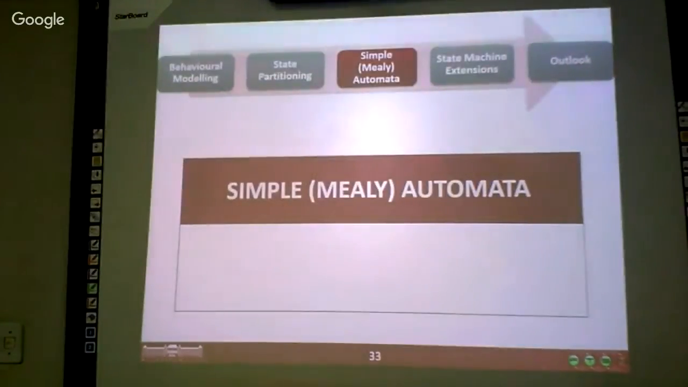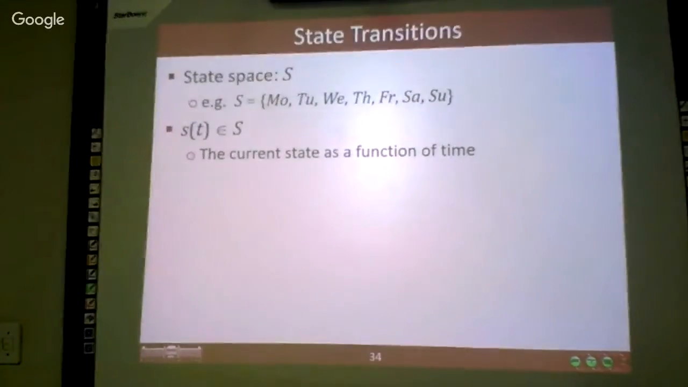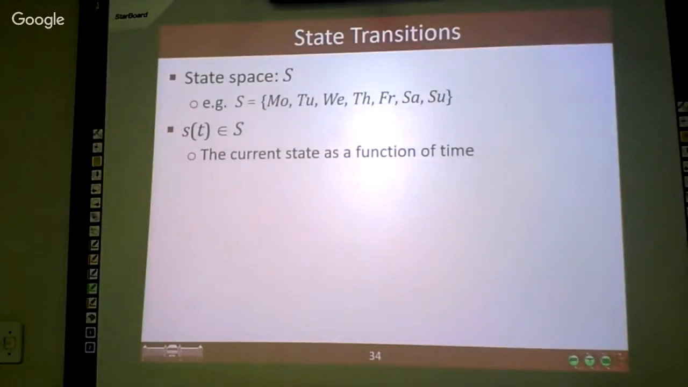So we have to also discuss automata and simple Mealy automata. We have the state space of the days of the week, and we have the function of the current state, that is a function of time. So at each time point, this state variable will just get its value from the state space.